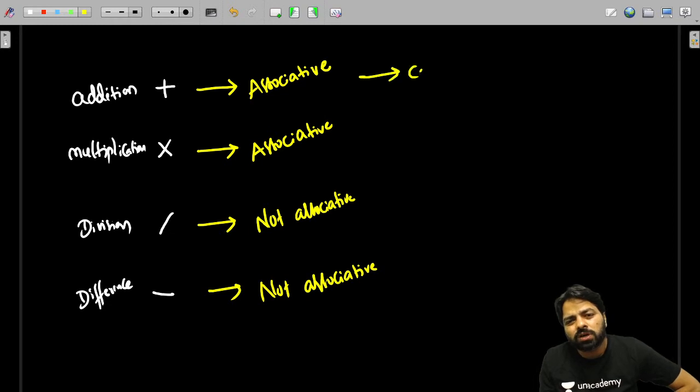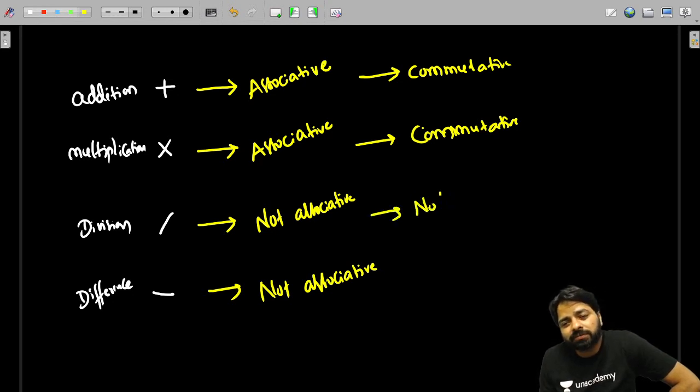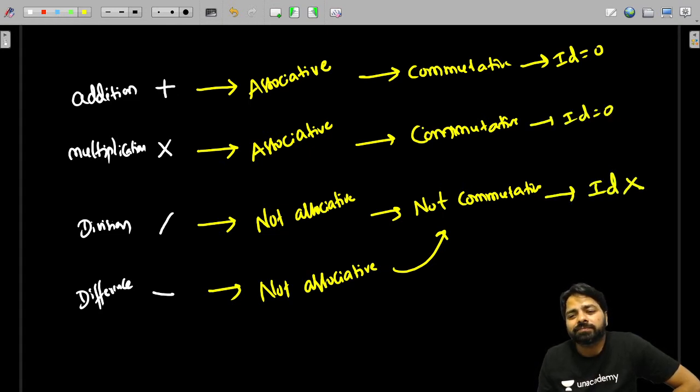And this is also commutative, meaning A plus B is the same as B plus A. The properties hold maximum of the time. This is not commutative in general. And its identity: what is identity? Here ID is 0, here ID is 1. And for this, ID does not exist.